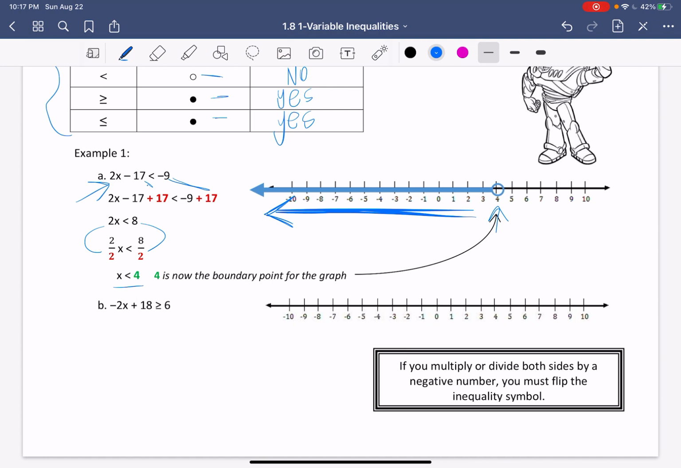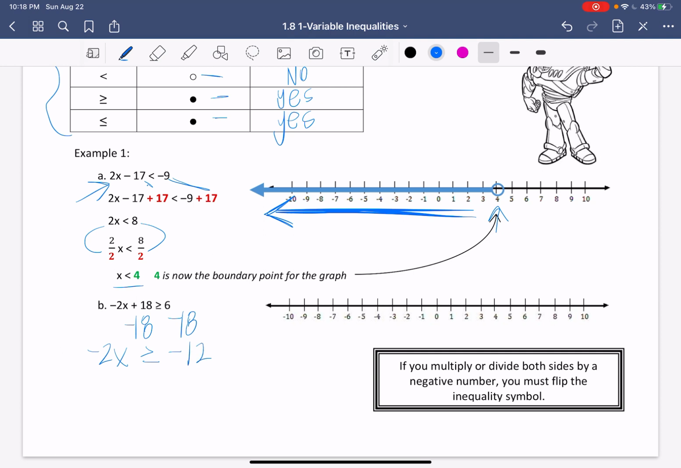All right, so let's try one example together. Okay, so we've got negative 2x plus 18 is greater than or equal to 6. Okay, so we're solving for x. So the first thing we need to do, just like we would with a regular equation, we're going to get rid of that 18. So since we're adding 18, we're going to subtract 18 from both sides. Okay, so then we're left with negative 2x. It's greater than or equal to 6 minus 18 leaves us with negative 12.